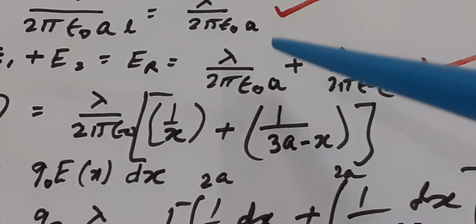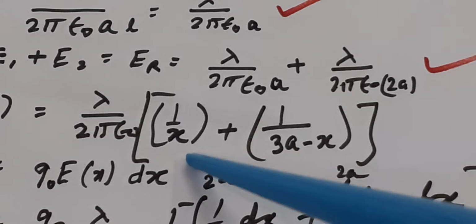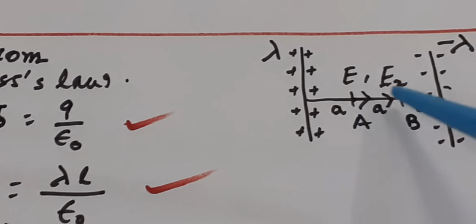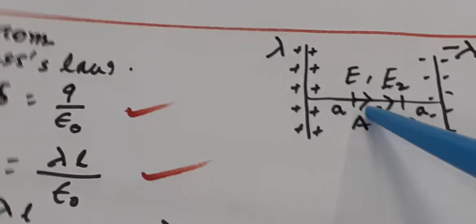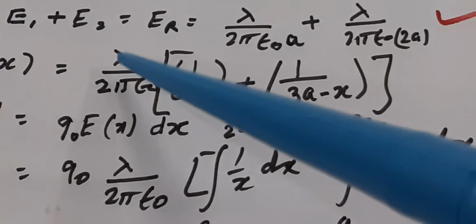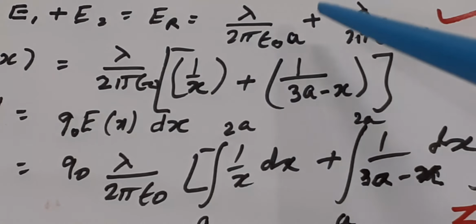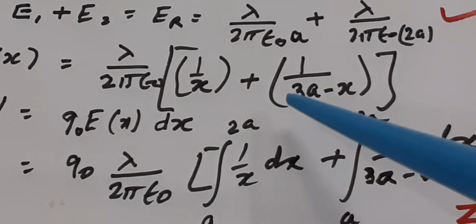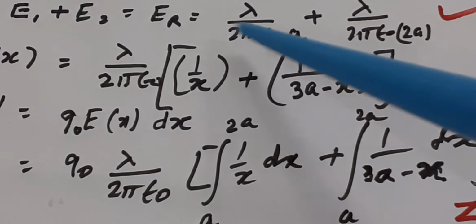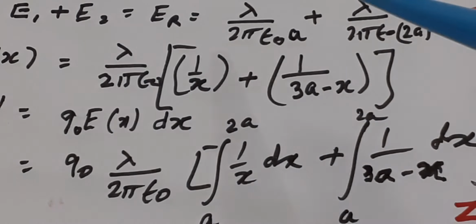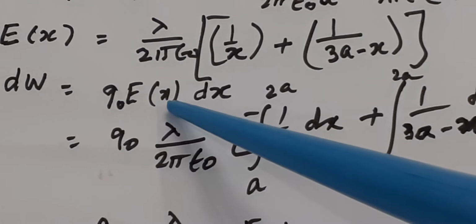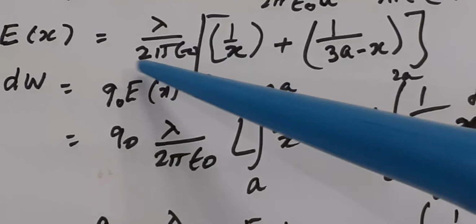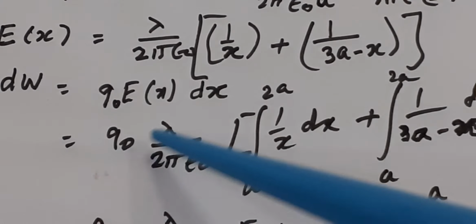That means 1 by A can be replaced by 1 by x, because it will move from position A to B. Suppose any arbitrary distance x is there, so the expression will change to 1 by x plus 1 by the total distance, which is thrice A minus x. That will be the single variable, that is x here. Now, as we are interested in work done, that is Q naught E as a function of x into dx, I mean this one into Q naught into dx.